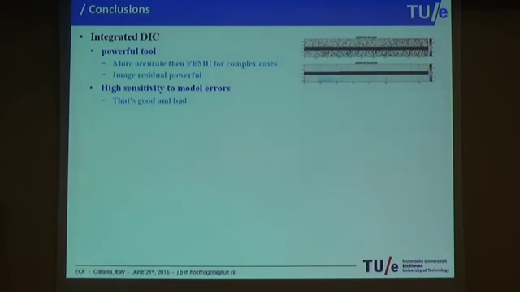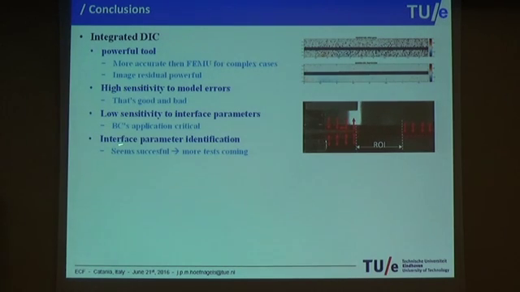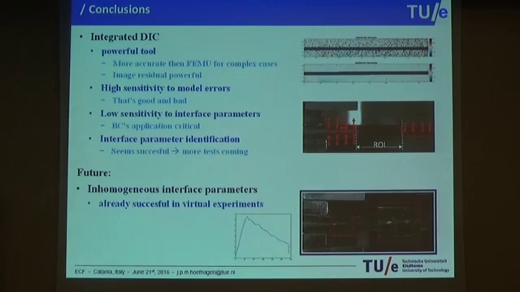That means you need to get everything correct in your model and how you apply it. You really need to simulate exactly what you're doing in the experiment. If you don't have that, then it just goes wrong. But if you have it, then you know you really understand the experiment. But we still have a low sensitivity to interface parameters. If you change these interface parameters, it has a very small effect on the displacement field around the interface. Therefore, the boundary conditions application is very critical. But the interface parameter identification seems successful, but we need more tests.